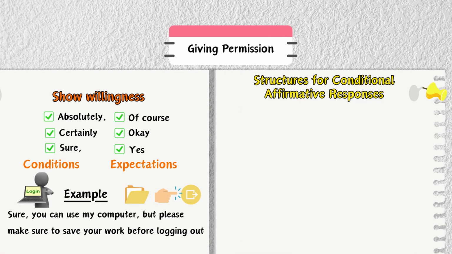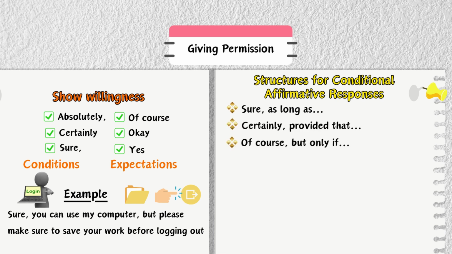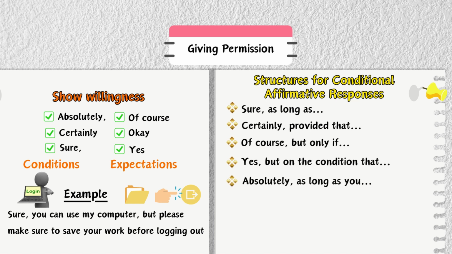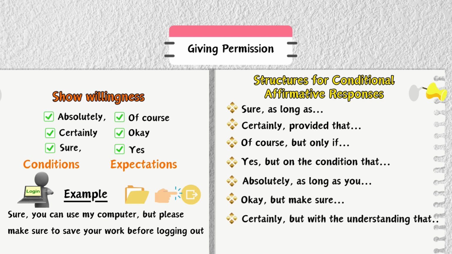Some structures for conditional affirmative responses are: sure, as long as; certainly, provided that; of course, but only if; yes, but on the condition that; absolutely, as long as you; okay, but make sure; certainly, but with the understanding that; yes, granted that you.